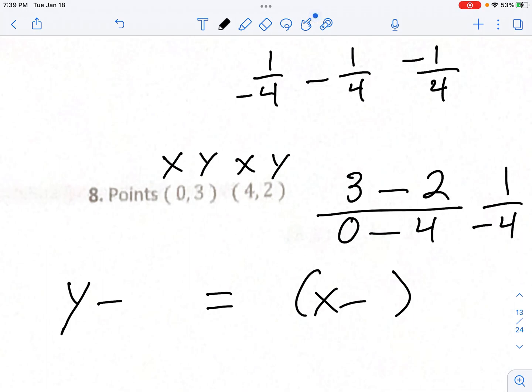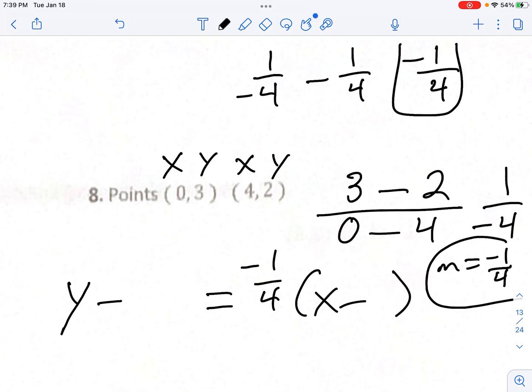That's also -1/4. Regardless of where the negative sign is, they're all the same: -1/4. So to make the graphing easier, I always say choose that one. Move the negative to the top. So we're going to plug in -1/4 because that is what we got for our slope.